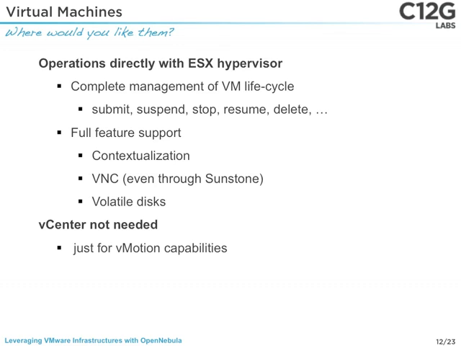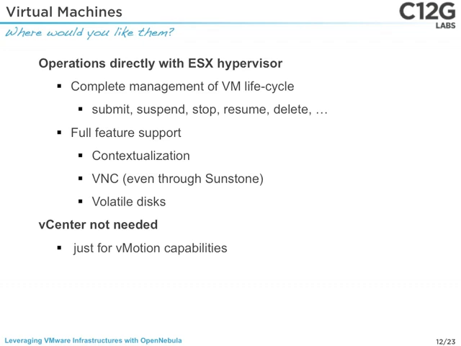So you can have virtual machines running on your ESX hypervisors and contextualize them. So passing them information from the outside before the VM is booted. You can access these virtual machines through VNC, even through the Sunstone web interface. You can create volatile disks, many other things that are basically the feature set of OpenNebula.